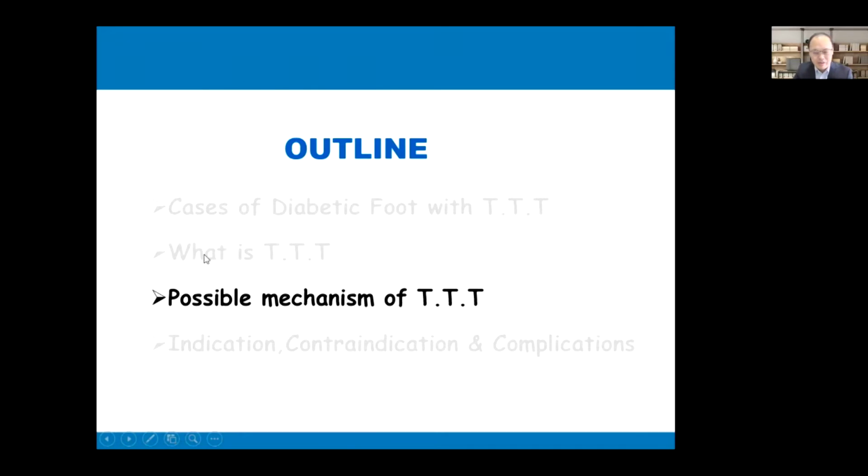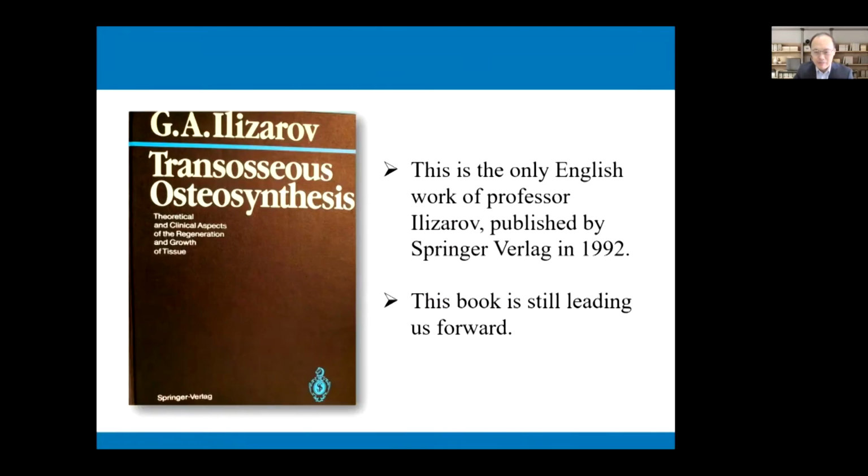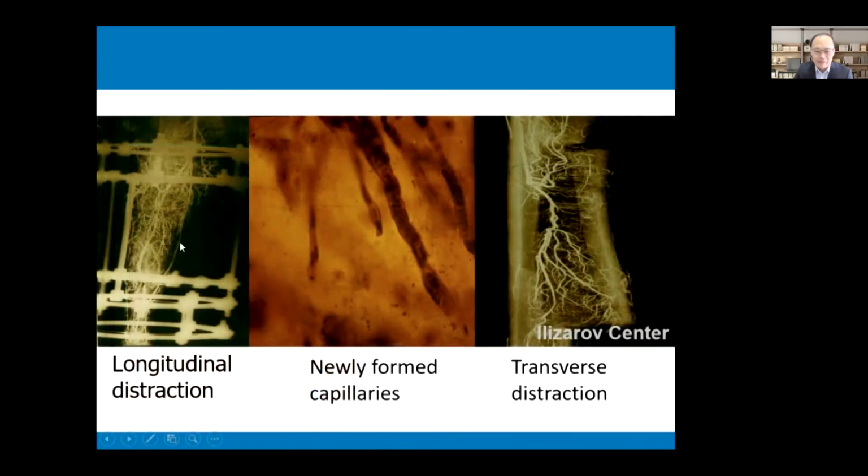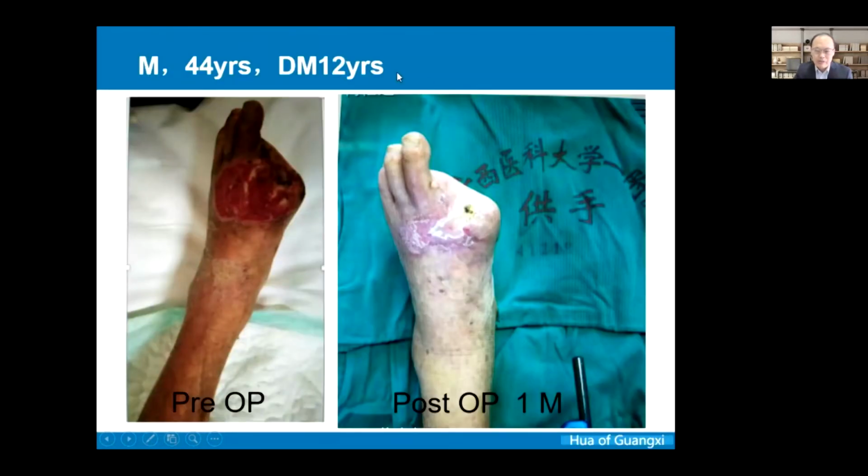We just talked about what the TTT is and what the possible mechanism is for why it can lead to good results for severe ischemic disease. We must look for some reasons from this book. As you know, we can get a lot of blood supply during the longitudinal distraction, and even the transverse distraction is very huge.